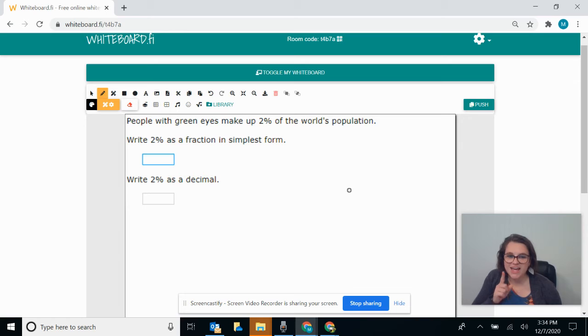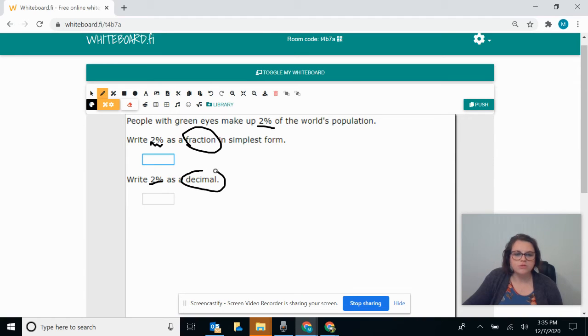This one is one of my favorite tricky ones, okay? This is one that might be a little hard at first, but we have a lot of good strategies. People with green eyes make up 2% of the world's population. Write 2% as a fraction and write 2% as a decimal.